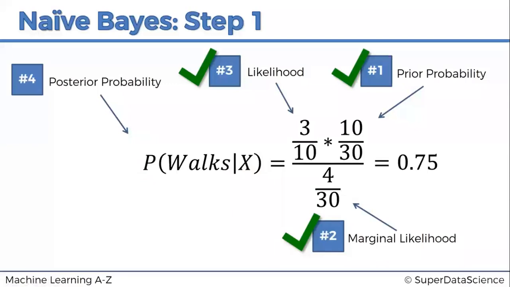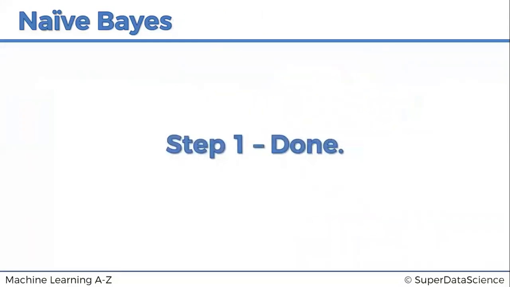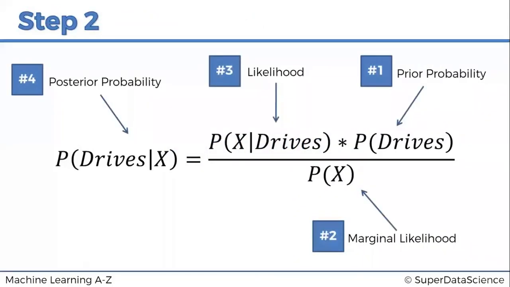That was step 1. It was pretty intense, right? Pretty exciting to calculate this value. Now, the next step is step 2. Step 1 is done. The next step is step 2, to do the same thing for the likelihood that somebody with features X will be classified, or should be classified, as a driver.